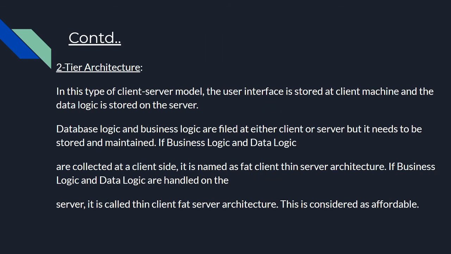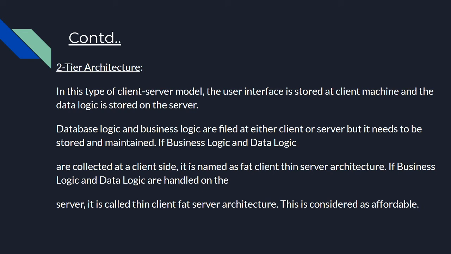Now we will see what a two-tier architecture is. In this type of client server model, the user interface is stored at the client machine and the data logic is stored on the server. The database logic and the business logic are placed on either the client or the server side, but it is mandatory to store and maintain them.